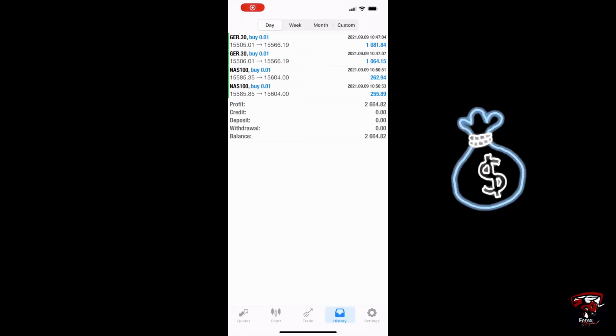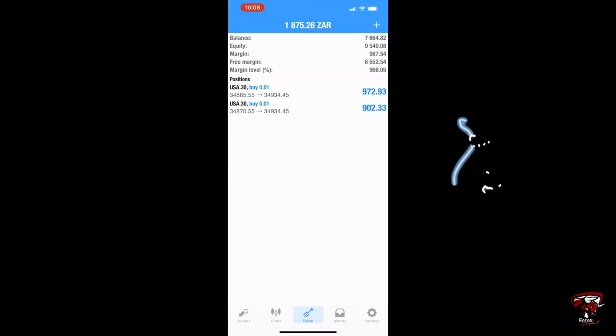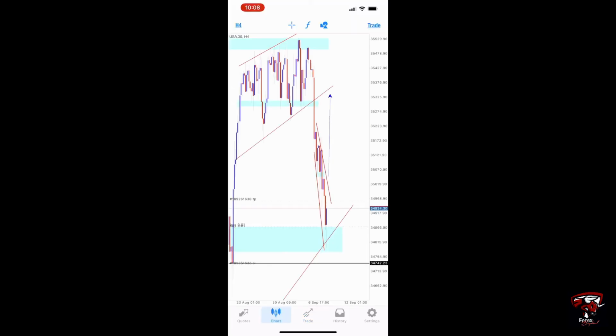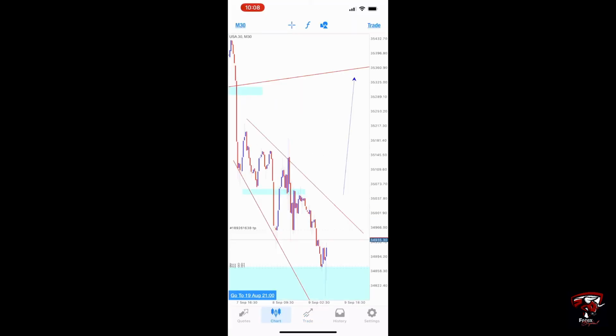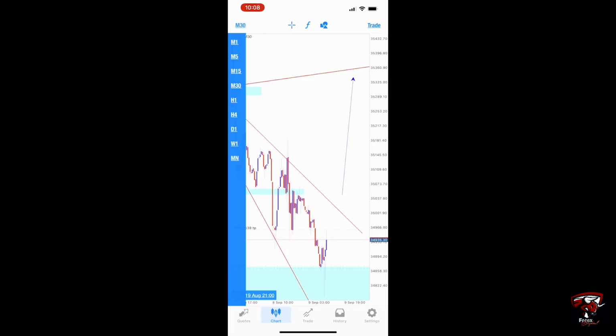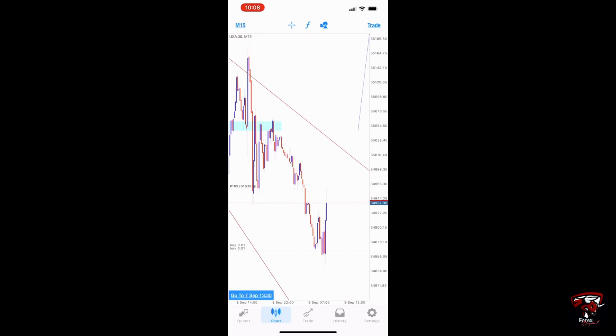Wow, take profit hit on German 30 and Nasdaq. Let's check US 30, the only one left. Let's look at the analysis. Looks like it actually missed our take profit there. Possibly it could reverse, seeing that we are at the resistance there, but however I'll keep monitoring it and see how it goes. This is what we have currently for US 30 right now guys.